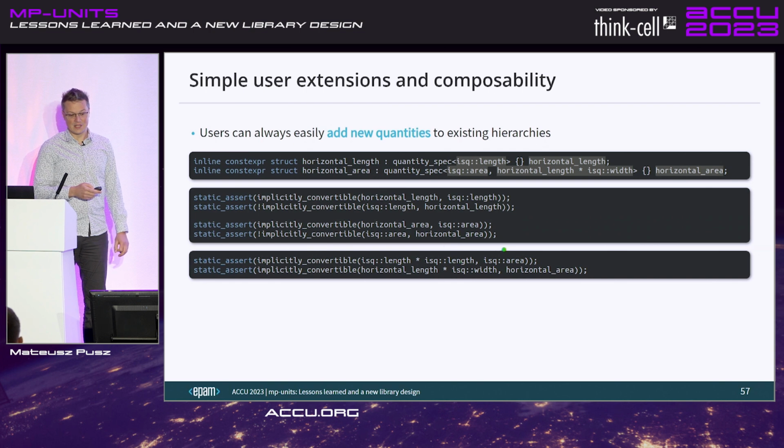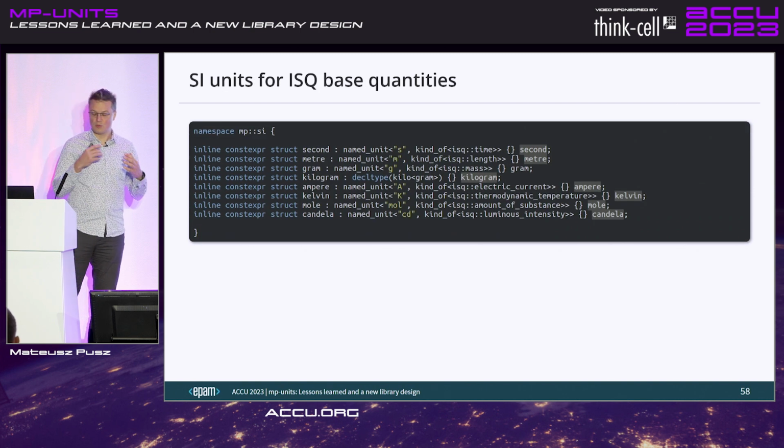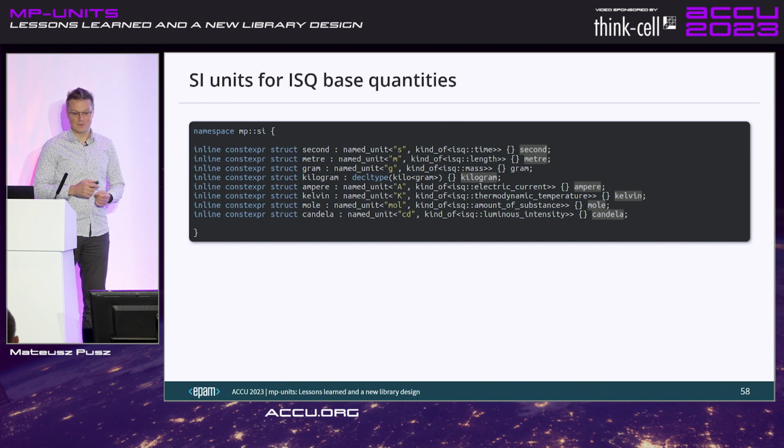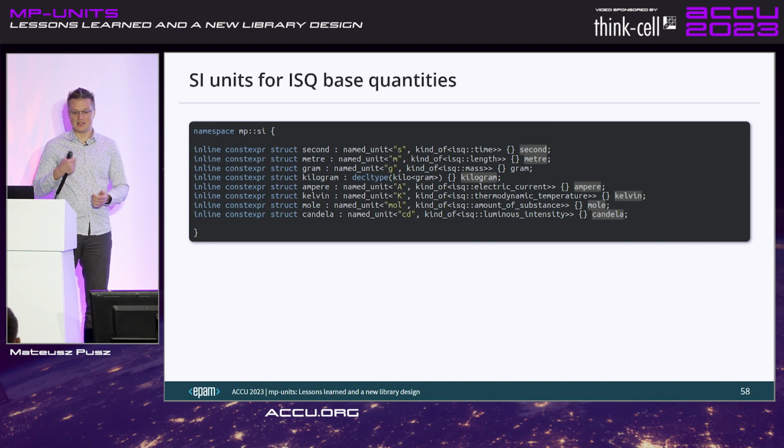Length times length is an area. Horizontal length and width is horizontal area as well here, right? All of this is nice. However, length by length doesn't have to be horizontal. It may be vertical, it may be some other area. So it's not implicitly convertible. So the same rules exactly happen as for base quantities. And for now we are done with the new stuff. So let's move on to things that are maybe more obvious. So units, right? SI units is based on ISQ. As I said, this is stated in the ISO standard, in the SI standard.